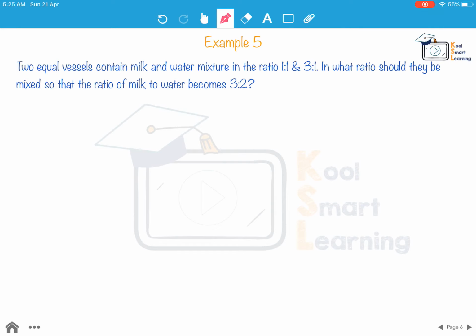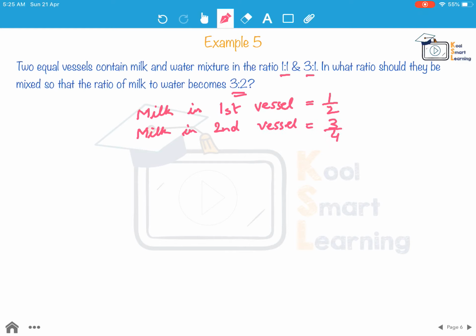So now let's move on to the fifth example. Two equal vessels contain milk and water mixture in the ratio 1:1 and 3:1. Now in what ratio should they be mixed so that the ratio of milk to water becomes 3:2? So let's first of all take milk in first vessel is 1/2 and milk in second vessel is 3 by 4. Right?